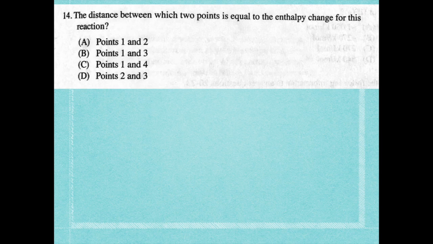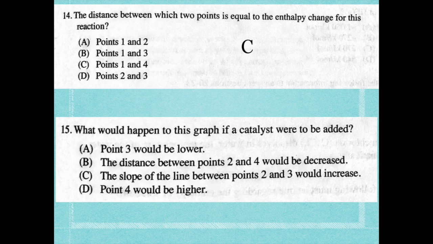For number 14, it says the distance between which 2 points is equal to the enthalpy change for this reaction. Remember, number 1 represents where I start with my reactants, number 4 is where I finish, therefore the change in enthalpy is going to be the difference between point 1 and point 4. What would happen to this graph if a catalyst were added? Remember, a catalyst lowers your activation energy, which tells you that point 3 would be lower because that's lowering your activation energy, so your answer is A.